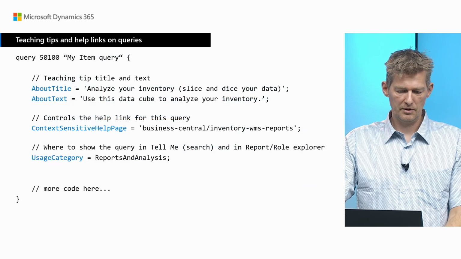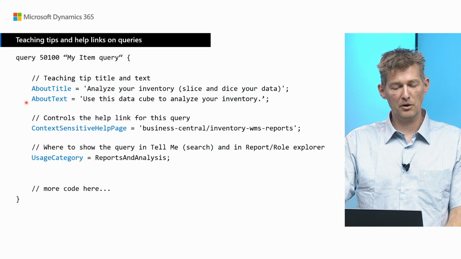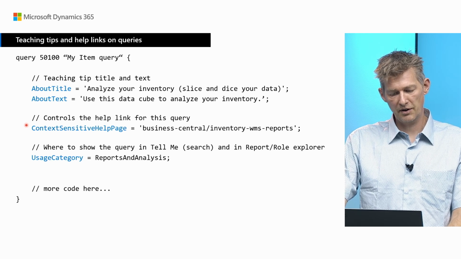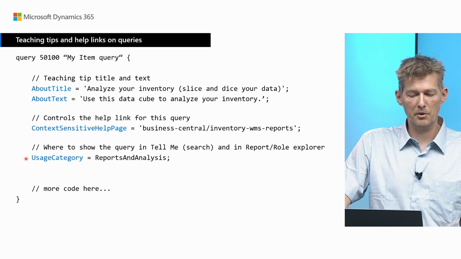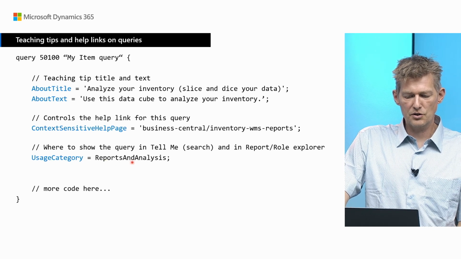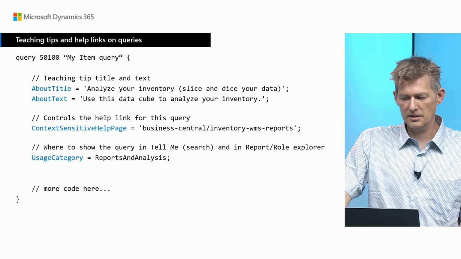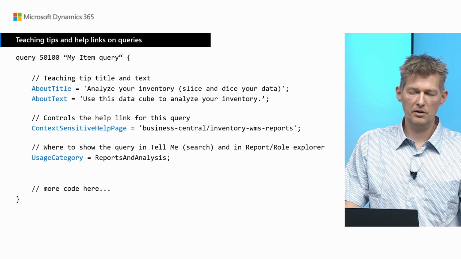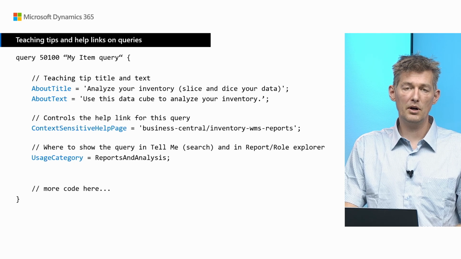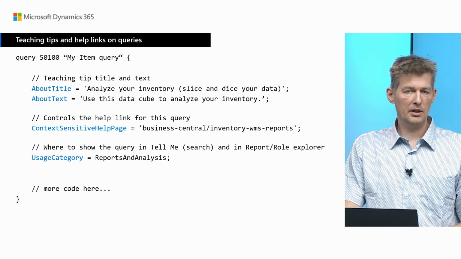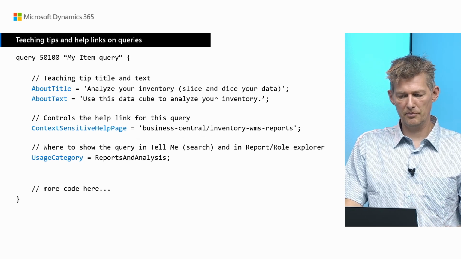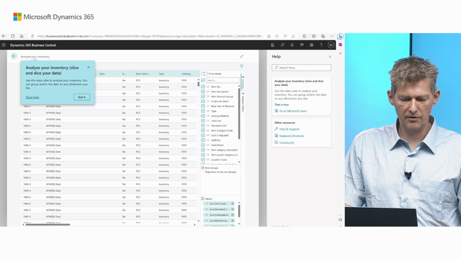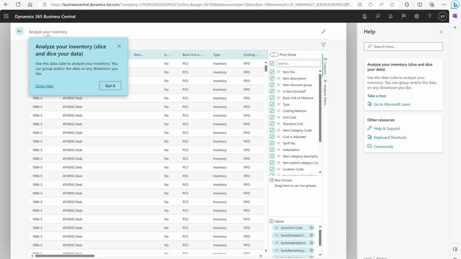For queries, exact same thing: about title, about text, context-sensitive help page, and a new kid on the block, usage category for queries. If you set this to reports and analysis, at least in version 23.1, it will also show up in Tell Me Help and in Report Explorer. Same thing here for queries. You get these context-specific help and you get the teaching tips.